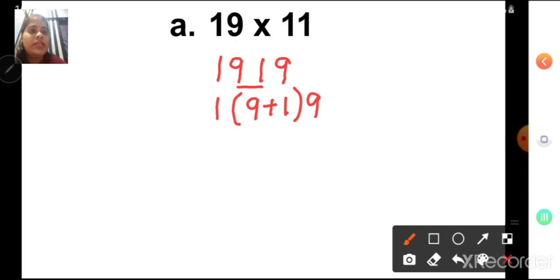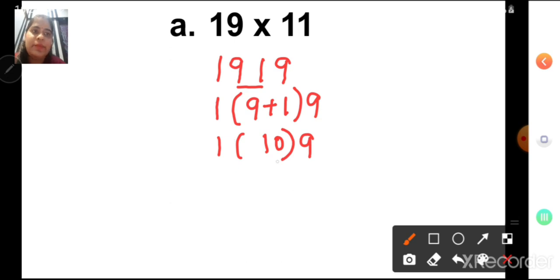Correct. When we are putting the number in bracket, we have to add. We have to put addition sign. Okay. Now we will solve what is there in the bracket. So 1 will be as it is. 9 plus 1 is 10. And then number 9. Okay.